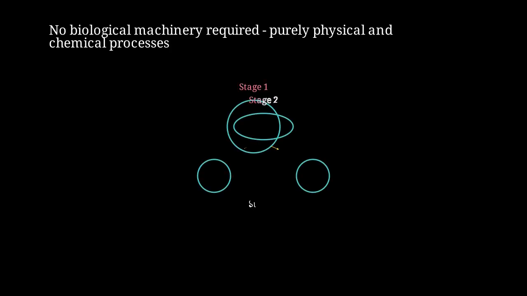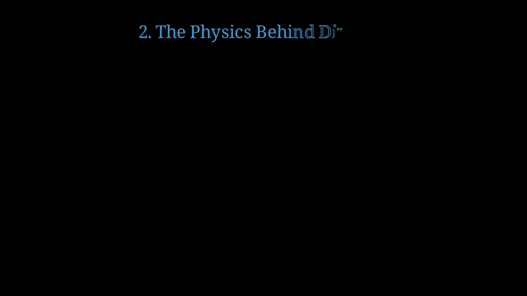Here's how it happens. A spherical droplet elongates under stress, forming a dumbbell shape, then splits into two separate droplets. What physical principles govern this fascinating process? Surface tension is the key force at play. It's the tendency of liquid surfaces to minimize their area.